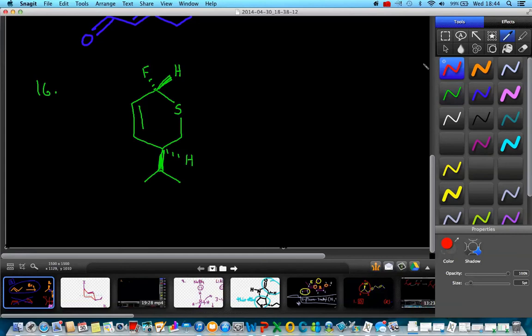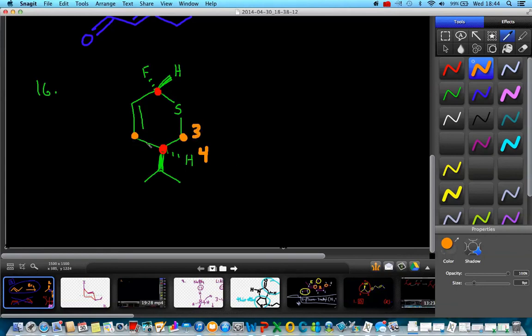We want to find the configuration at carbon 3 and at carbon 6. Let's take these one at a time. So when we start comparing these carbons, actually we have 3 carbons. We know clearly this one will be 4. We have a CH2. This one has a CH. This one has a CH. This one's going to be 3.